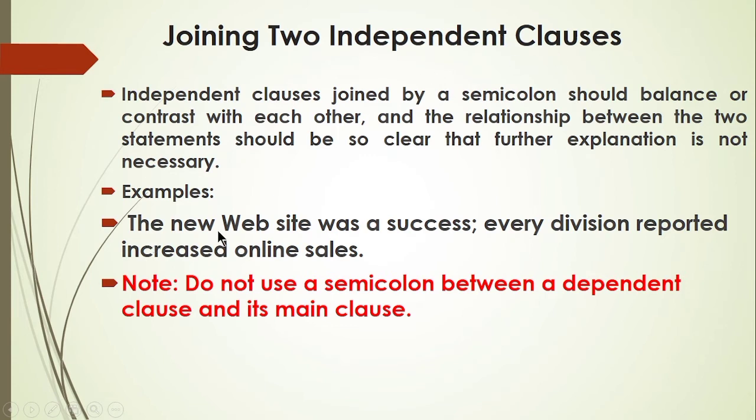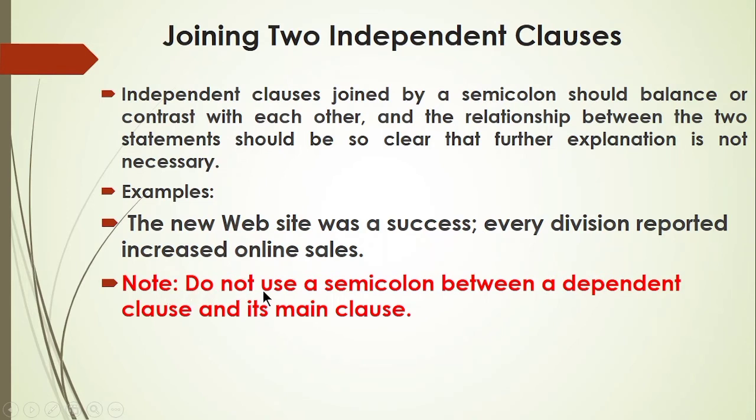For example, the new website was a success; every division reported increased online sales. Now we have two independent clauses. The new website was a success. Every division reported increased online sales, and we joined them with the help of a semicolon rather than a comma or a conjunction. So here this semicolon works as the conjunction in this sentence.